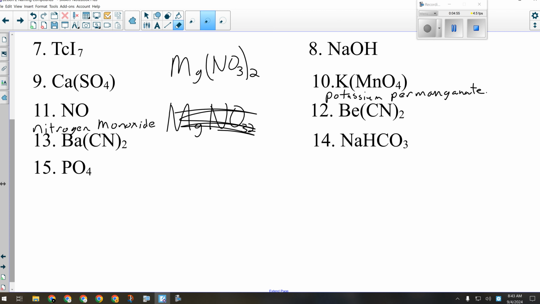Okay, number 12, ionic or molecular? Ionic, beryllium is a metal. Okay, so what would this stuff be? Beryllium cyanide. Two metals. Okay, what's cyanide usually used for?